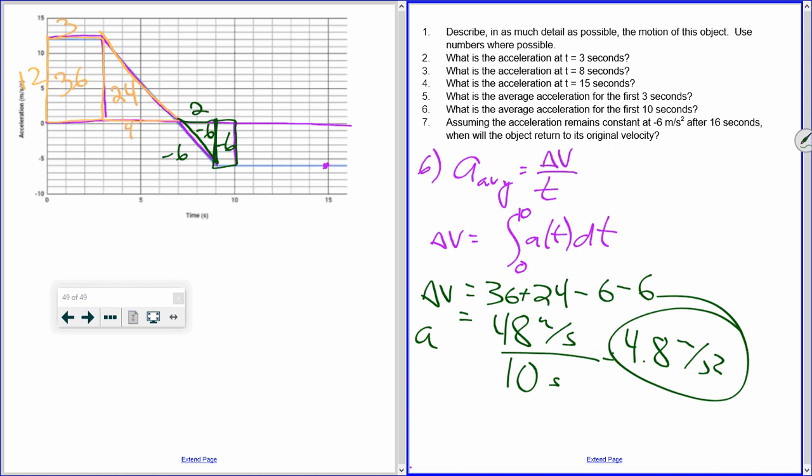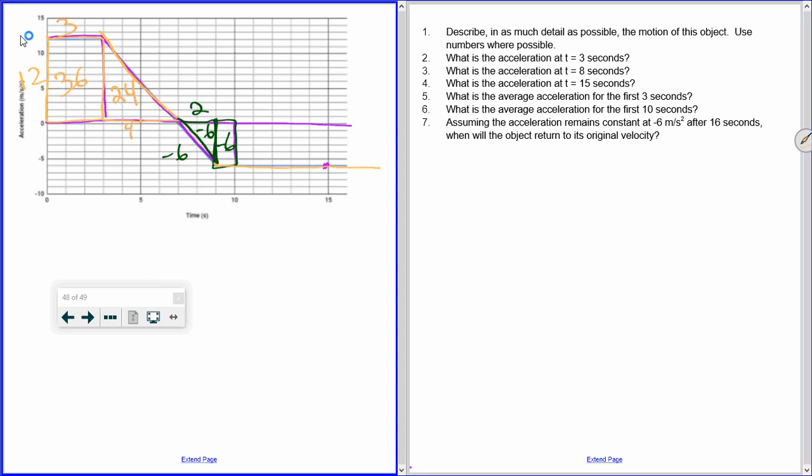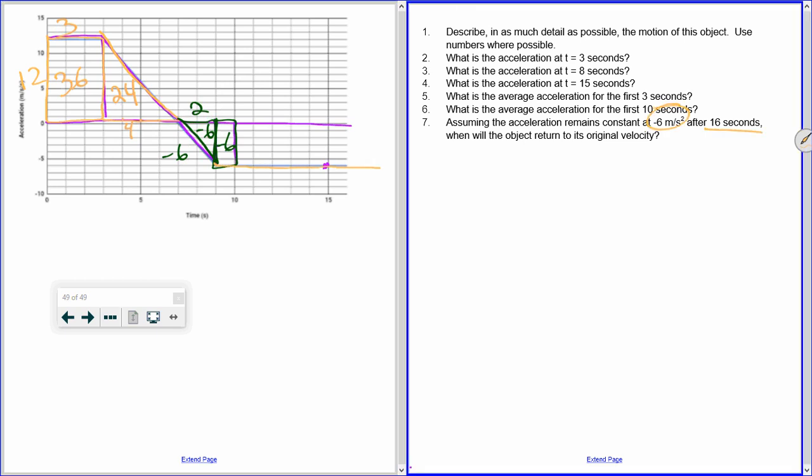All right. Finally, question number 7. I like this one. Question number 7 says, assuming the acceleration remains constant at -6, right? Because here it's -6. Assuming the acceleration remains constant at -6 after the graph stops showing data, when will the object return to its original velocity? We don't know the initial velocity. Okay, but what we want to do is we want to find the point at which our change in velocity is 0. Oh, that means when is the area 0?